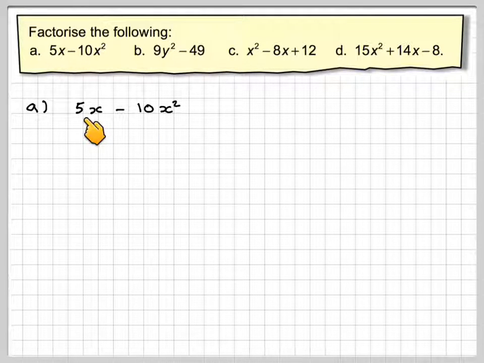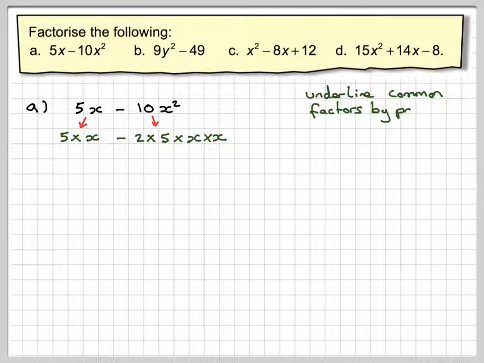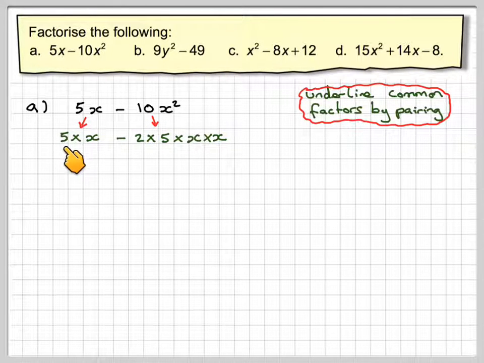What you can do is this: 5x means 5 times x, and minus 10x squared you can write as minus 2 times 5 times x times x. Remember, x squared is x times x. Now what you can do is underline common factors by pairing. So we can see we have a 5 here and a 5 here, so we'll underline those. So up here we'll put equals 5, and we have an x here and an x there, so we'll underline those. Now we haven't got anything left here, so I need to write in a 1. So I'm going to write 5x up here.